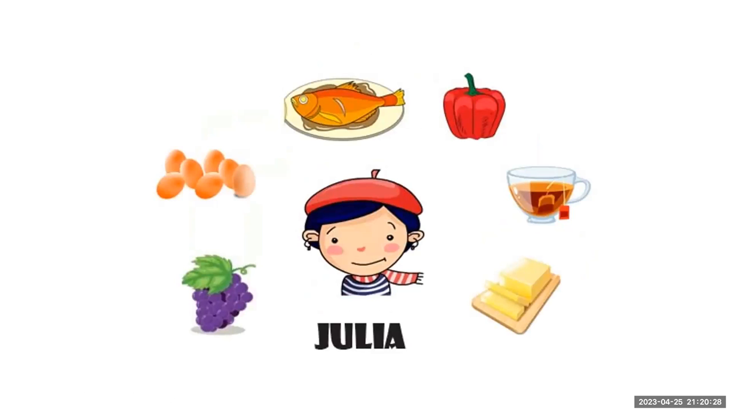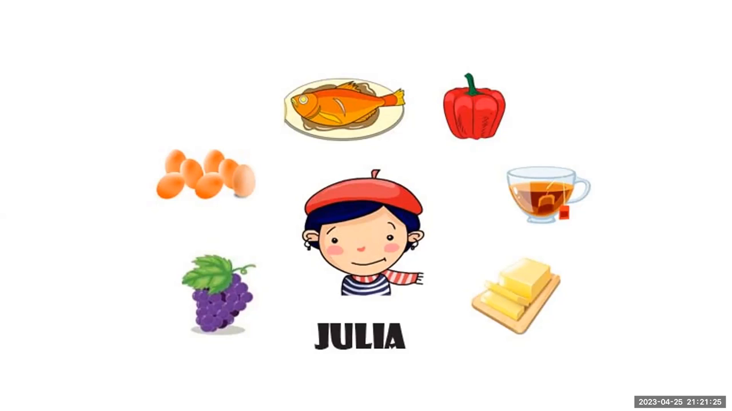Okay, what about Juliana? Julia. Okay, tell me. Julia would like to fish. Would like to? Fish. Ojo, después de would like to va el verbo y después va el nombre. Eat fish. Julia would like to eat. Eat. I said eat. Sorry, teacher. Pero era comer. Okay, la idea estaba ahí, pero. Yes, teacher. Sorry.